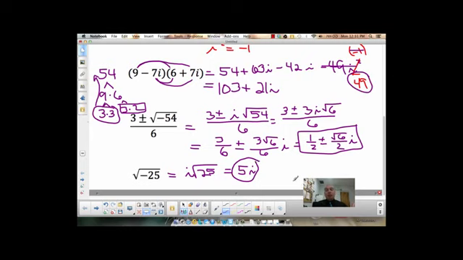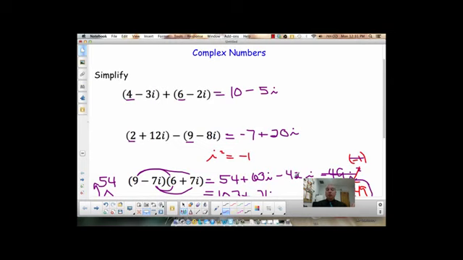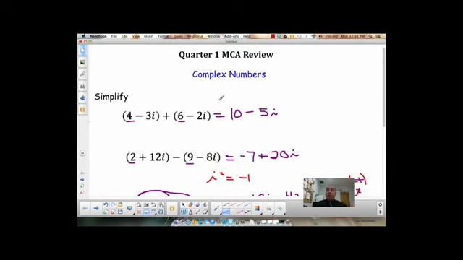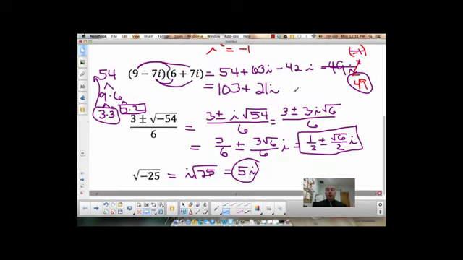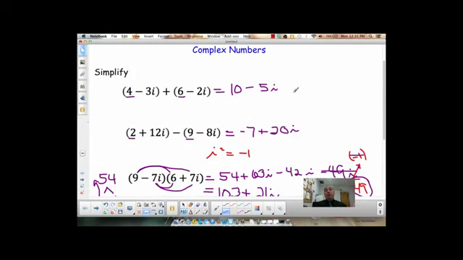Alright, so these are all the complex ones. You should review through, make sure that you understand how to do each of the complex numbers. This is just part of the MCA review. We still have many more questions to go, but here's at least numbers 1, 2, 3, 4, and 5 done out from the review. Alright, happy studying.